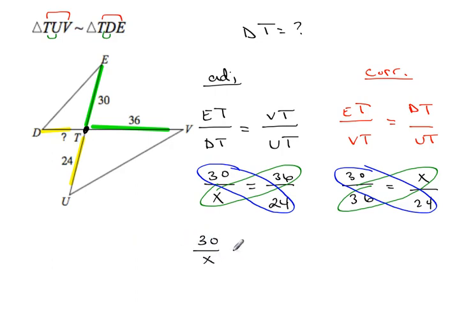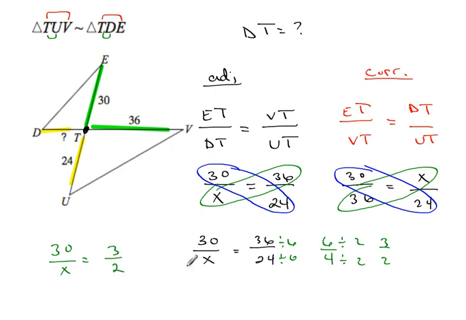So if I take either one of these, 30 over X, and before I take 36 over 24, I'm actually going to try to make the math a little easier here. I can see that I can divide both these numbers by 6, and this would give me 6 over 4, so I could divide again by 2, and this would give me 3 over 2. So I could have divided by 12 right away. So really I have 30 over X equals 3 over 2. Now my math is a lot easier here.